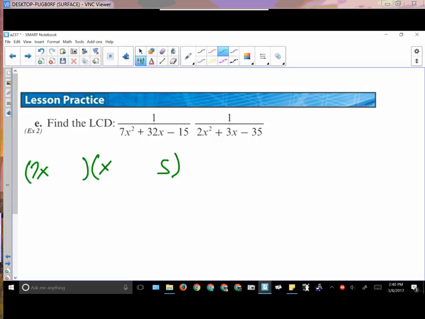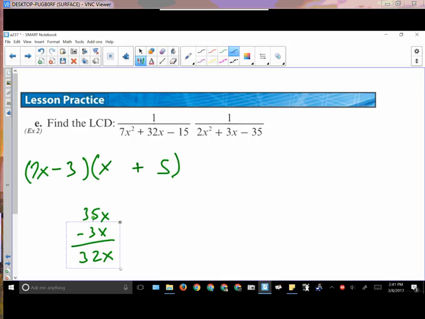So if I put my 5 here, 7x times 5 gives me 35x. I need to get to a 32. Okay, that's positive because I need that to be positive. That's negative, and this would have to be a 3. Why? Because 3 times 5 is 15. 3 times x is minus 3x, so I get my 32. This is why we practice going and factoring these things out all the time.